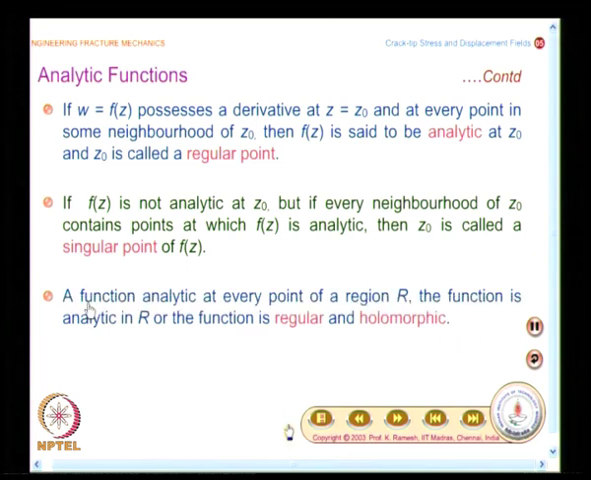Suppose you find a function is analytic at every point of a region R. The function is analytic in R, or the function is regular and holomorphic, and this terminology will come across in research papers. They will say it is a holomorphic function. So, that means it is an analytic function where a derivative is available and you can differentiate it comfortably. And we have to satisfy the biharmonic equation. Unless the function is differentiable, we would not be able to satisfy the biharmonic equation.